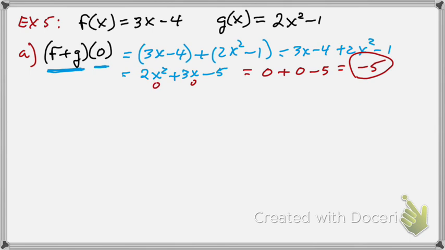So in other words, just to make sure, if I add those two functions together and then evaluate the resulting function at x equals 0, I get a y value of just negative 5. That's all that's saying. That was add. Let's do a subtract.